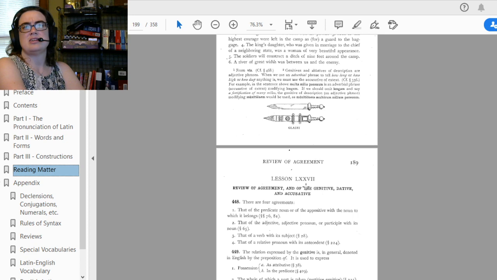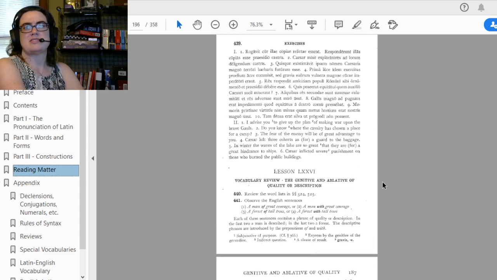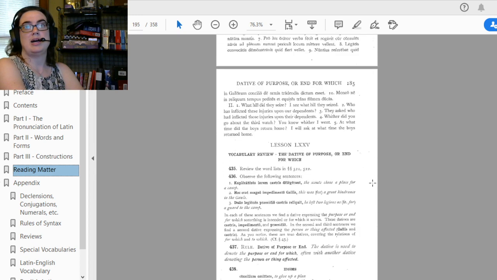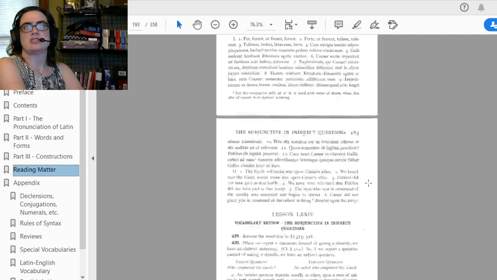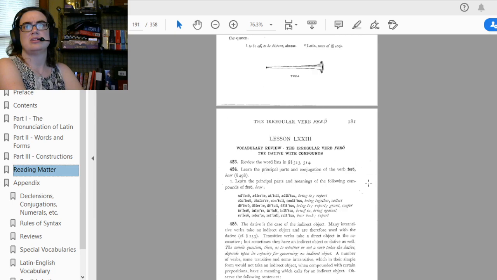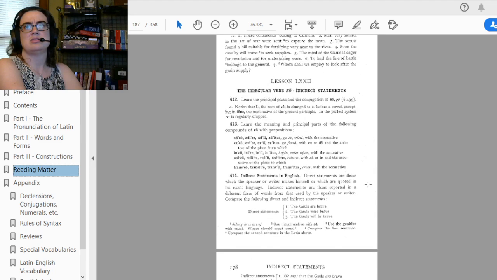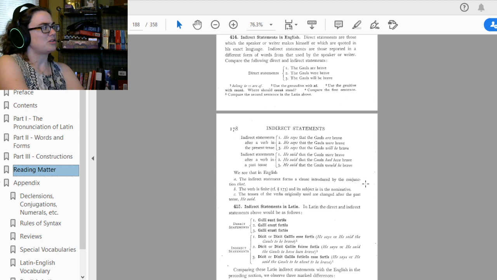So lesson 77 just starts review, 100%. 76, genitive and ablative of quality. Wow, yeah. Dative of purpose. Subjunctive indirect question. Dative with compound. Indirect statement. Yeah, we're maybe like 2 more weeks. And then we'll be done, and then I'll think about what I want to do from there.